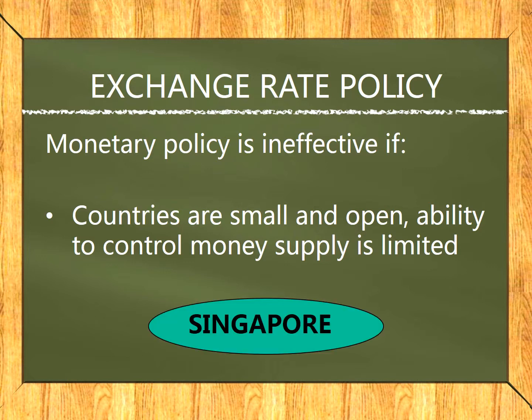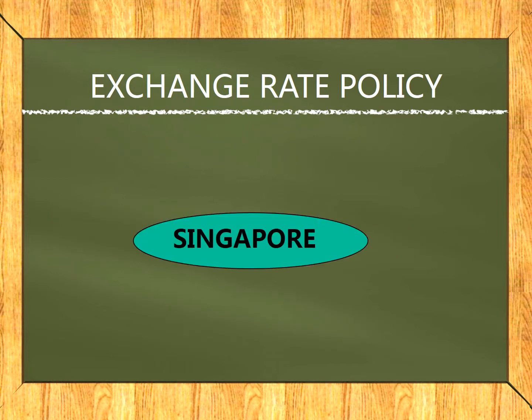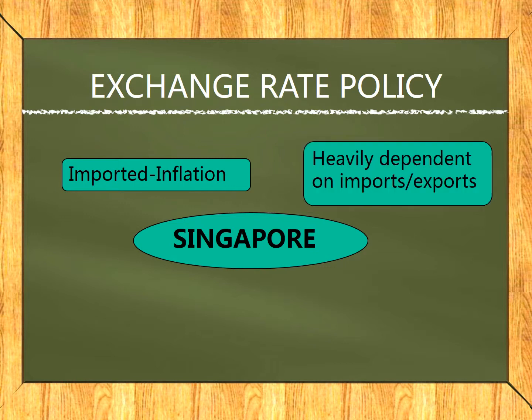One such example of this country is Singapore. In the case of Singapore, the main cause of inflation is imported inflation. This is because we are a small country without any natural resources. As a result, we are heavily dependent on imports. We are also very export-driven, which suggests that our net exports take up a very large proportion of our GDP.